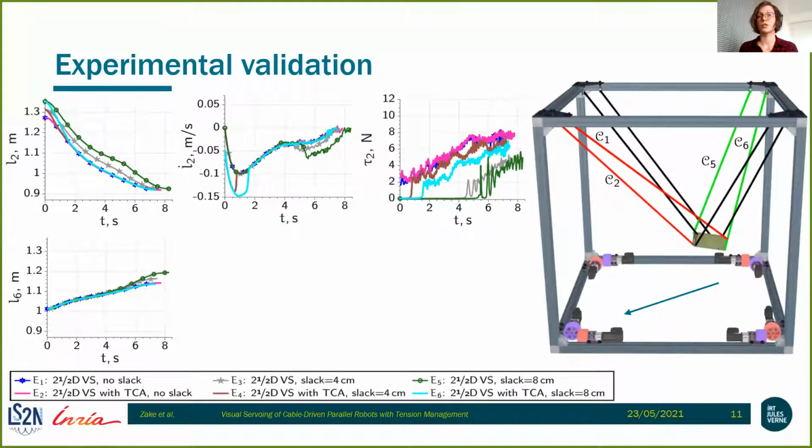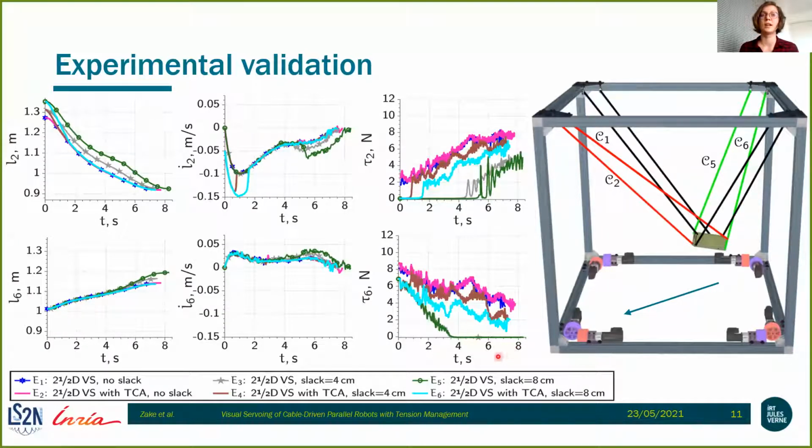As our trajectory was diagonal, that you can see here, if there is any slack remaining, it's going to be on cable 5 and cable 6, which is exactly the case. As you can see here in the figure for the length of cable 6, there are 2 experiments with increased cable length, which corresponds to the classical visual servoing without TCA with 4 and 8 centimeters of cable slack at the beginning of the task. And that can also be seen here as the 2 tensions go below the threshold.